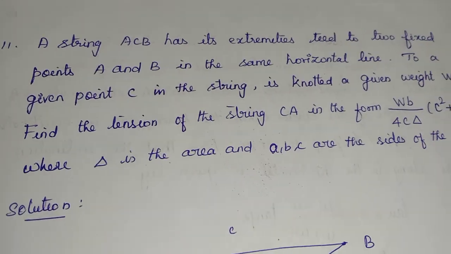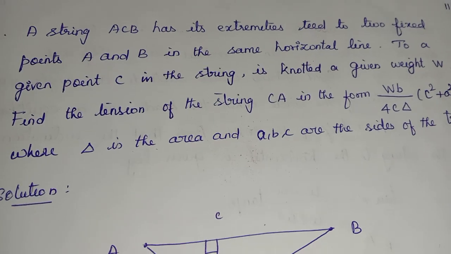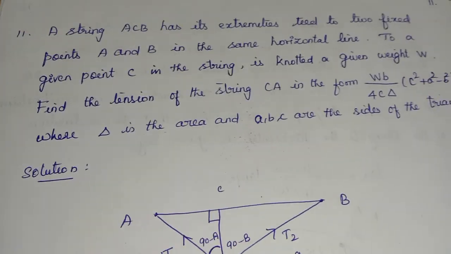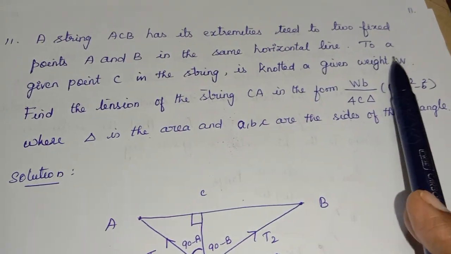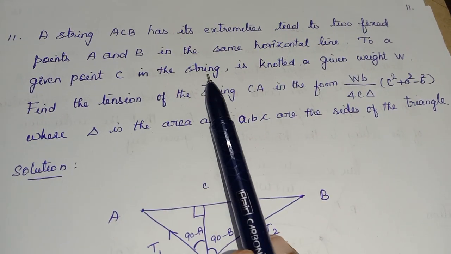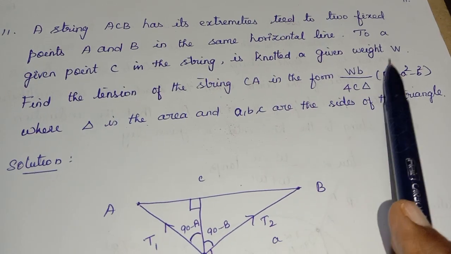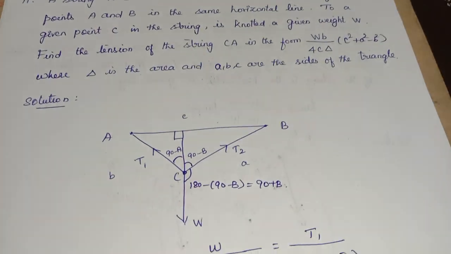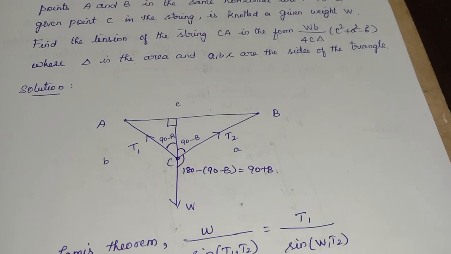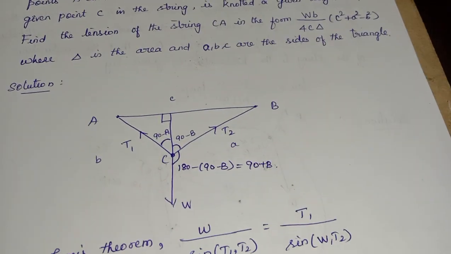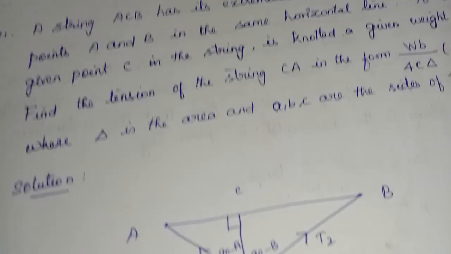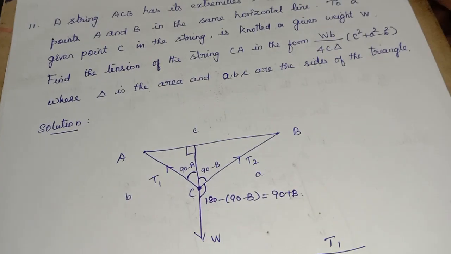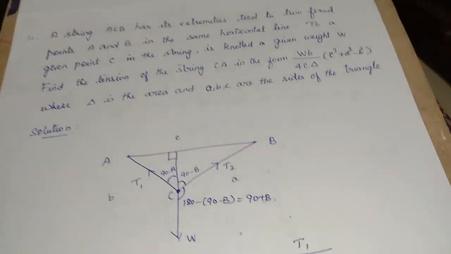A string ACB has its extremities tied to two fixed points A and B in the same horizontal line. To a given point C in the string is knotted a given weight W. Find the tension of the string CA in the form W B by 4 C delta, C square plus A square minus B square, where delta is the area and A, B, C are sides of the triangle.